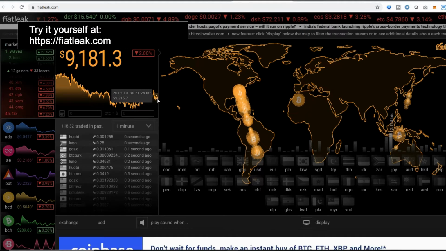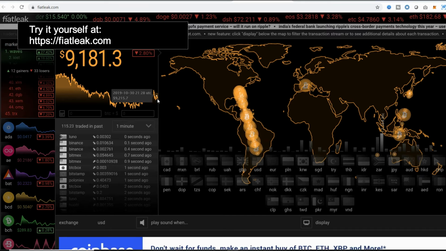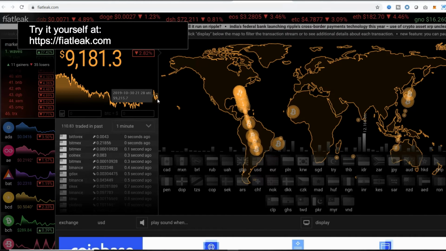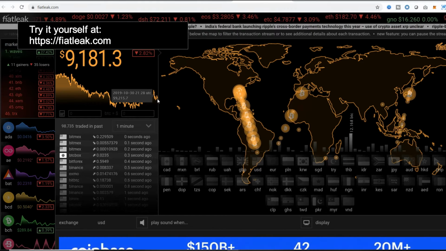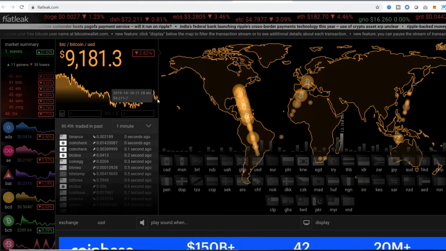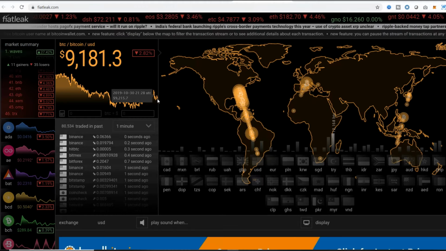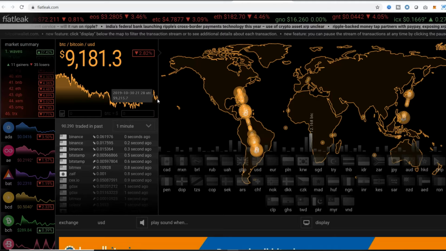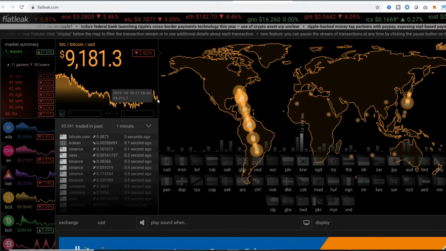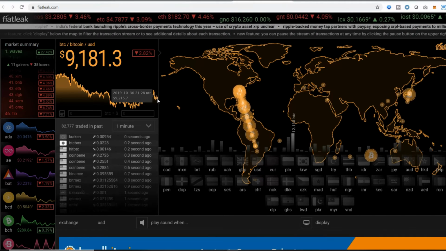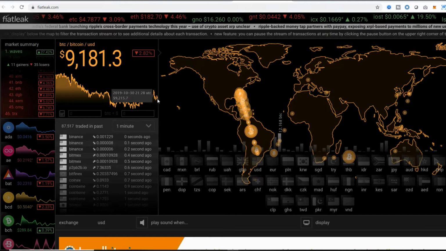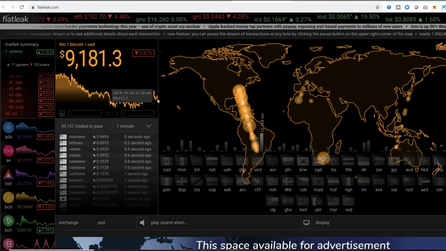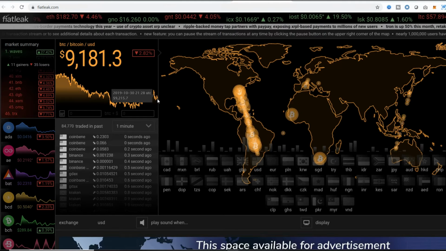I want to take you now to Fiat Leak. Fiatleak.com gives you a totally different visualization, and this one focuses on transactions as they are taking place across different exchanges worldwide. That information is telling you how fiat currency, that is, currency created by central banks, like dollars and euros and yen, is being converted into Bitcoin. And you can start seeing why we call it a fiat leak. There's a leak from fiat into cryptocurrency.